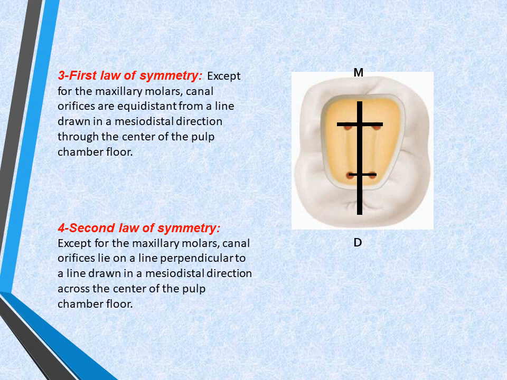The second law, again, is an exception for the maxillary molars. Except for the maxillary molars, the canal orifices lie on a line perpendicular to the line drawn in a mesiodistal direction. So you can see the long vertical line drawn from the mesial to the distal, and two short lines drawn perpendicular to it. What these laws state is that the canal orifices are going to lie on these two short lines which are drawn perpendicular to the line drawn in a mesiodistal direction across the center of the pulp chamber floor.